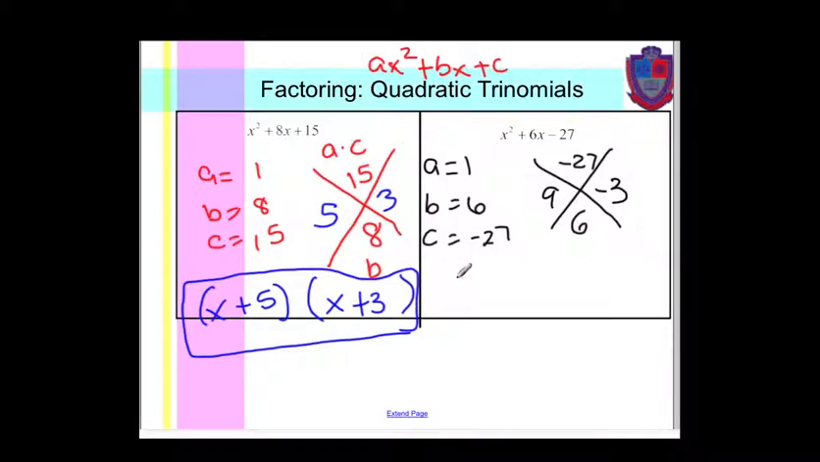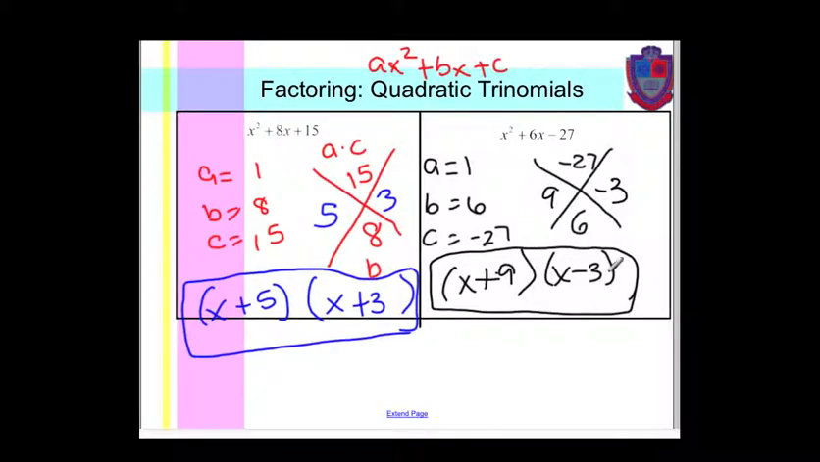And then after that, guys, all you do is put it in factored form. X plus 9, x minus 3. Bam. That's it. So let's keep it going. We got 3 minutes to go.